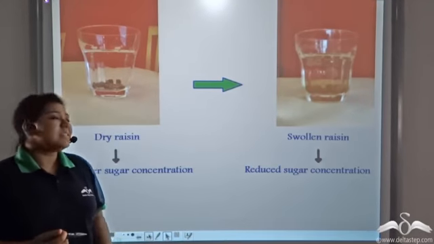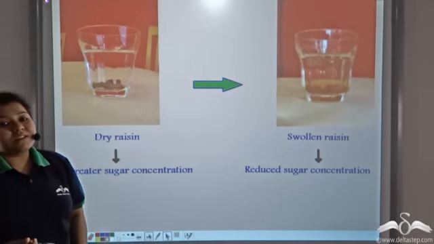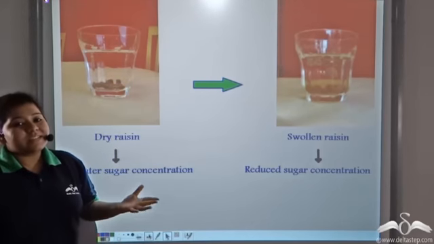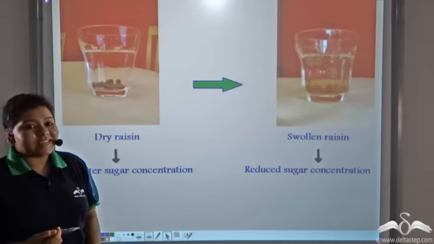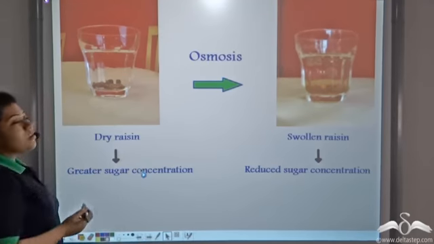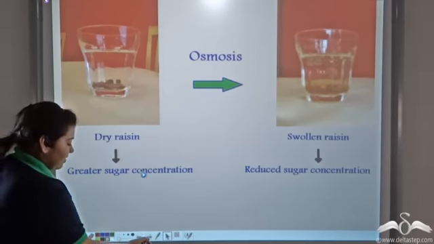Now, this process of diffusion of water from a more dilute area to a less dilute area through a semi-permeable membrane is known as osmosis.